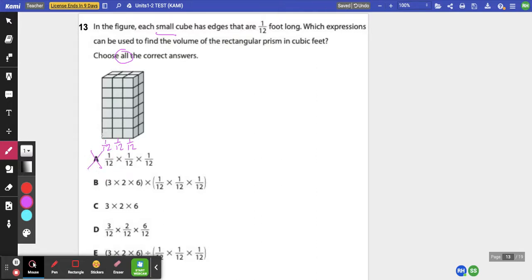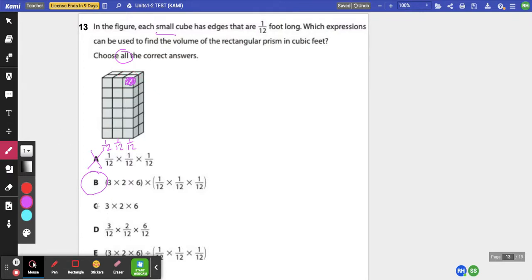Part B, if I take 3 times 2 times 6, which is how many cubes there are, and I multiply it by the volume of each of those cubes, that would give me the volume of the entire shape. So I would take 3 times 2 times 6 and then multiply that by whatever the volume of one small cube is. That would work.